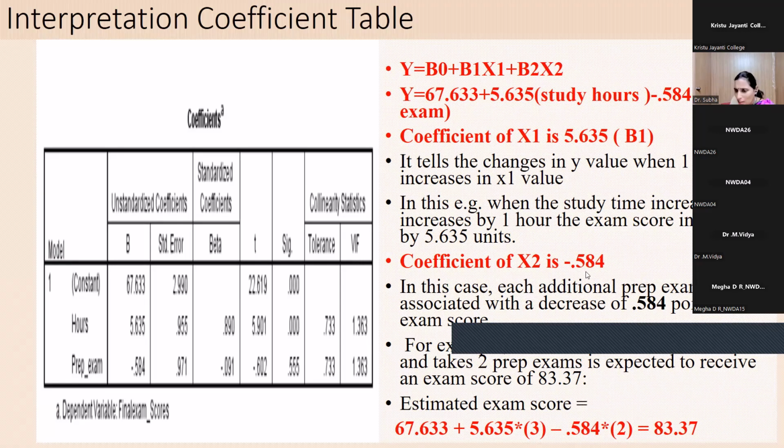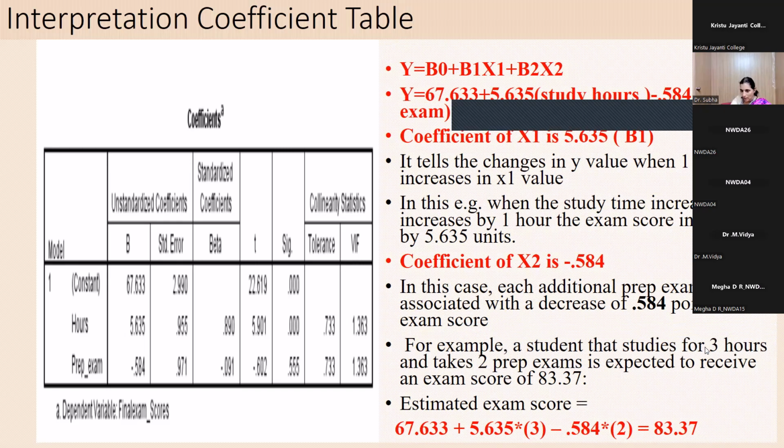So if you study for 1 hour, you can increase the mark, but there is not that much of a significant relationship between the preparatory exam and the examination score. For example, a student who studies for 3 hours and takes 2 preparatory exams is expected to receive an exam score of 83.37. What does this mean?